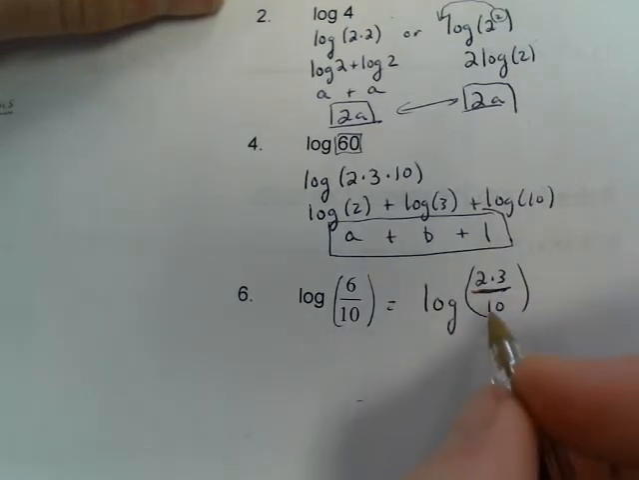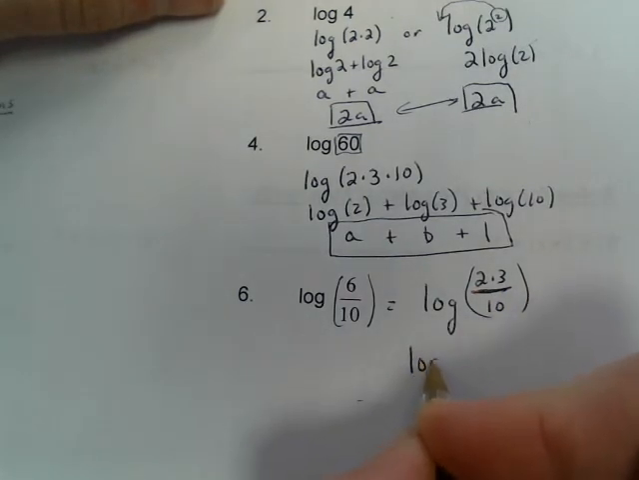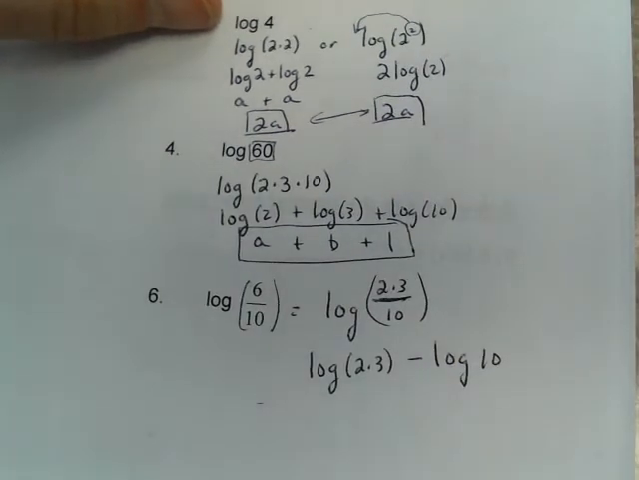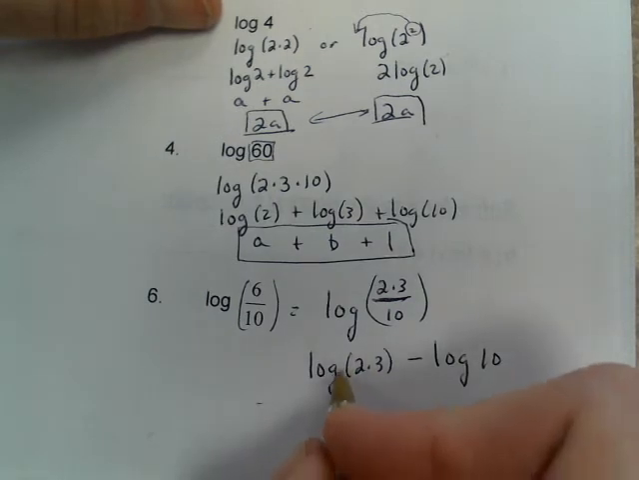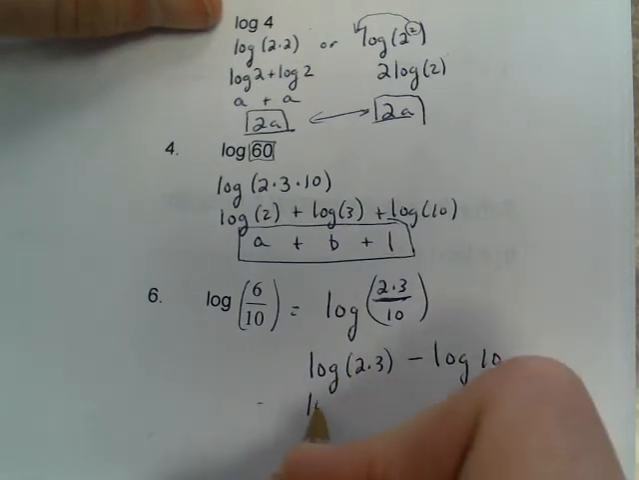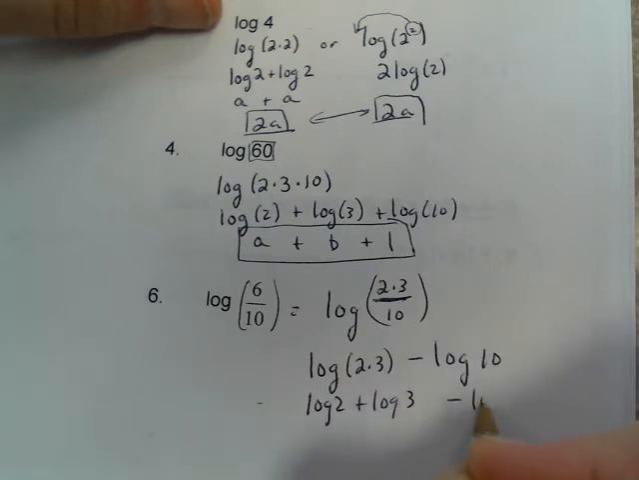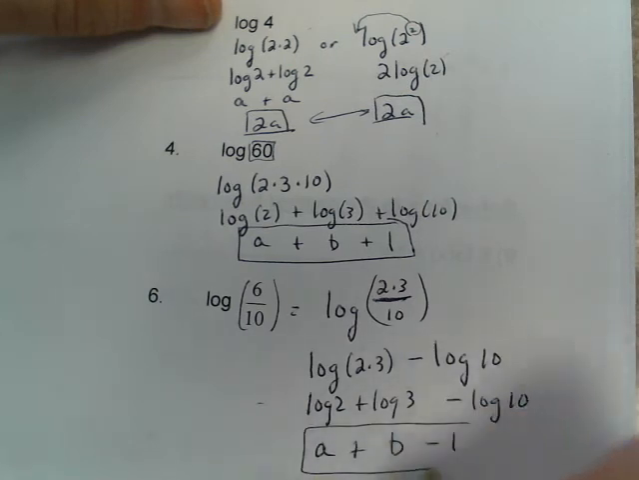Remember from yesterday we used the quotient rule first. So this is the log of 2 times 3 minus the log of 10. That's the quotient rule. Now we have a product rule. The log of 2 times 3 is the log of 2 plus the log of 3, minus the log of 10. Log of 2 is a, log of 3 is b, log of 10 is 1. A plus b minus 1 would be that final answer.